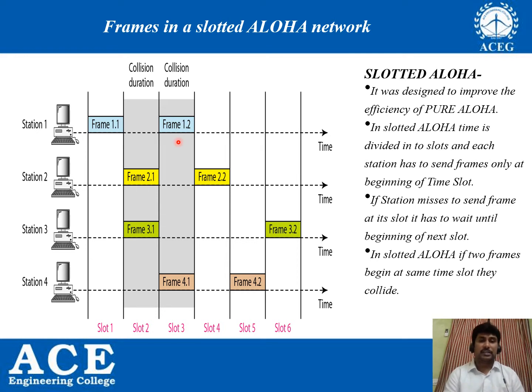If collisions occur, yes, but the entire frames will be colliding with each other. So here frame 2.1 sent by station 2 and frame 3.1 sent by station 3 are colliding together. At the same time, frame 1.2 of station 1 and frame 4.1 of station 4 are colliding. So these 4 frames are collided, so they cannot be transmitted. Remaining 4 frames are not colliding with any other frame. So out of 8 frames totally transmitted, 4 are successful. So 4 out of 8. Here the throughput is 50% compared to 25% in pure aloha.